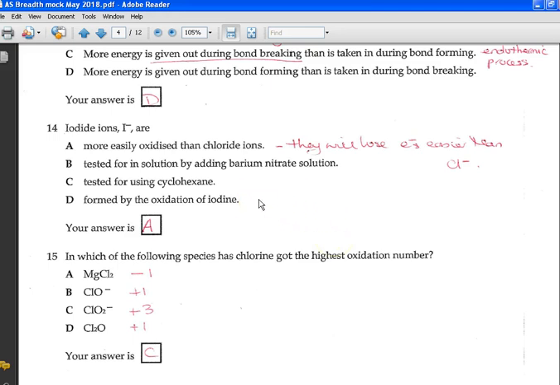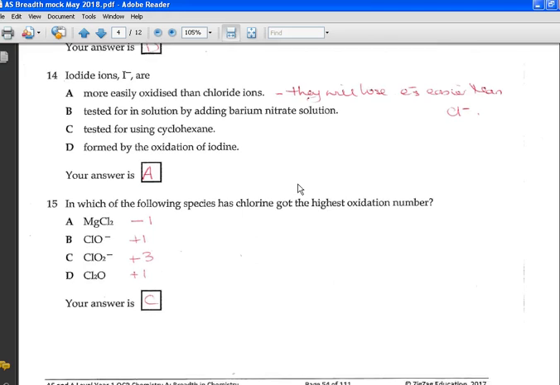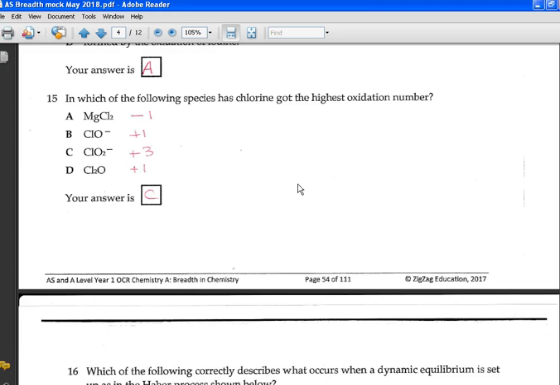Okay, iodide ions, there's some statements that follow. We have to find the correct one. Okay, so basically, are they more easily oxidized than chloride ions? Will they lose electrons easier than Cl minus? Yes, they will, won't they? Because you've got that extra shell of electrons, you've got shielding there. So the outer electrons make it easier to lose them. So the answer is A straight away.